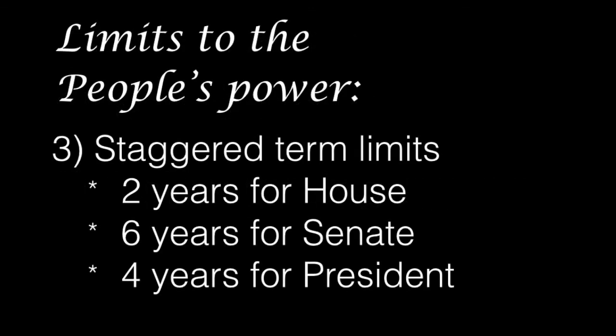And a third way that the people's power is limited is by staggering the different terms of the branches of government. So a president's term is 4 years long, a senator's term is 6 years long, and a House member's term is 2 years long. So what this means is that there's no single time where the entire government is up for re-election. So there's no single time that the voters in the United States can completely throw out the government and elect a brand new government. And that's because, by design, that's prevented from happening, because the terms of the House, the Senate, and the President are all different.